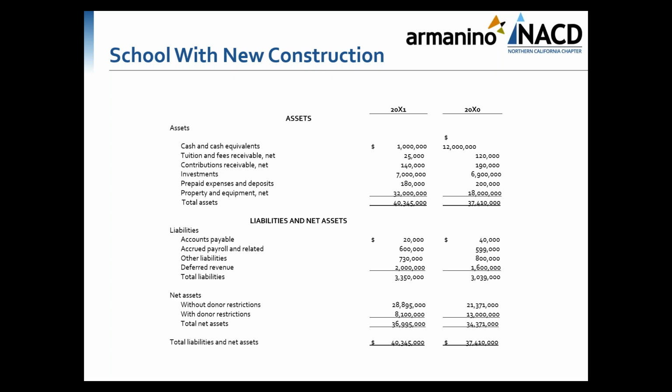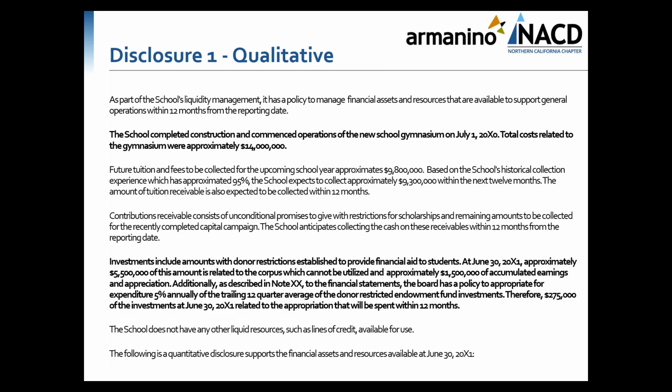So we're imagining that a lot of the cash that was sitting there funded the construction project that was happening from X0 to the X1 year there. So keep that in mind. And if we look at the first part of the disclosure for the qualitative analysis, so as we suspected, this particular organization just completed a project related to a new gym. It was $14 million, so that is going to account for most of that significant decrease in the cash balance, but the increase in the property and equipment.